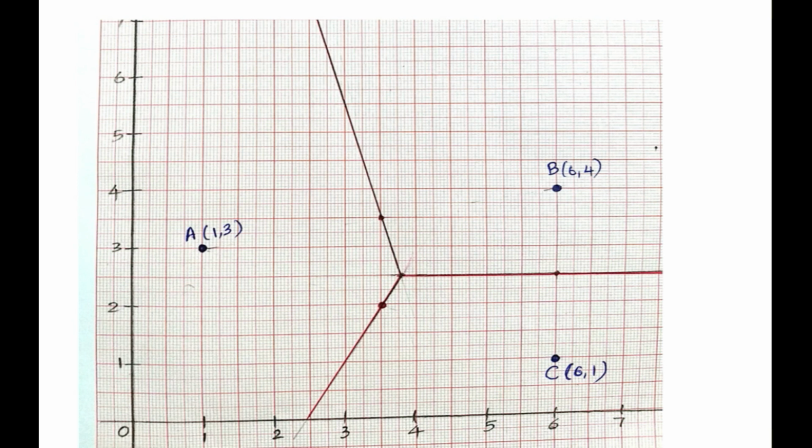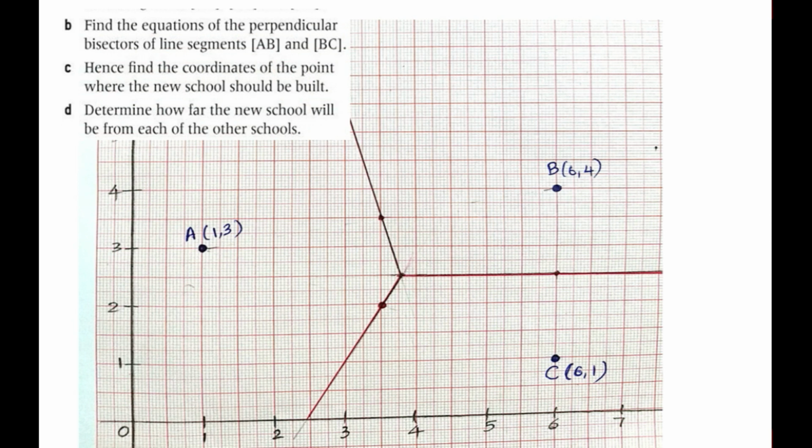Since we have completed the construction of the Voronoi diagram, let's solve the other parts of the question. Part B. Find the equations of the perpendicular bisectors of line segments AB and BC. I'll start with BC first because you can see that this is BC and the perpendicular bisector is this line, which you can see when extended, it will connect the y-axis at 2.5. So the equation of this line is going to be y equals 2.5. So this is the equation of the perpendicular bisector for BC.